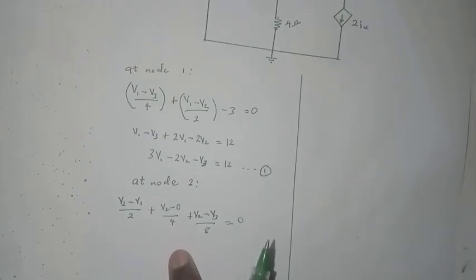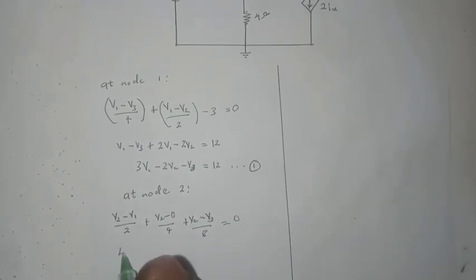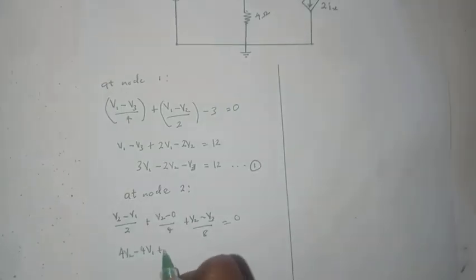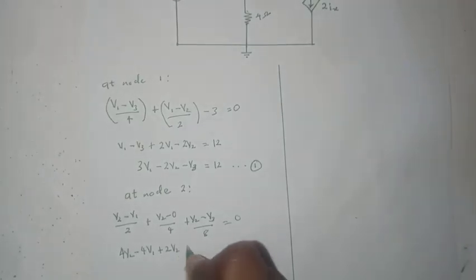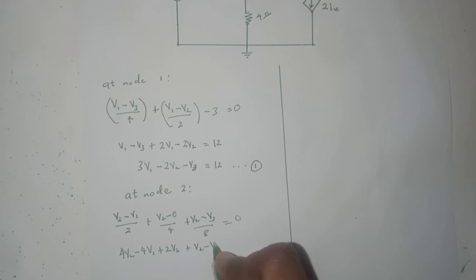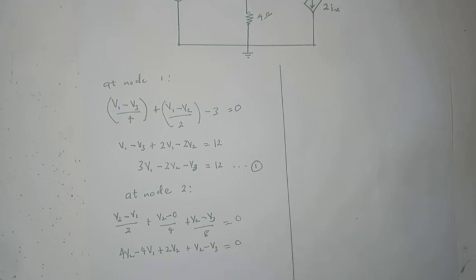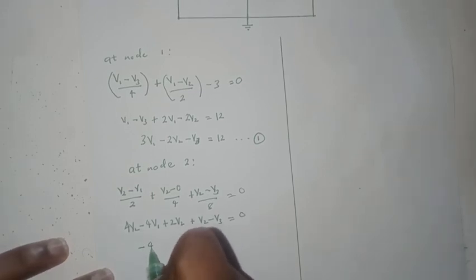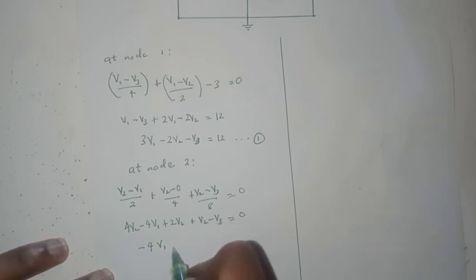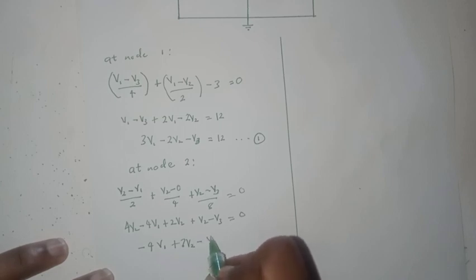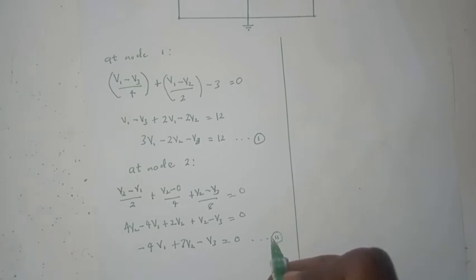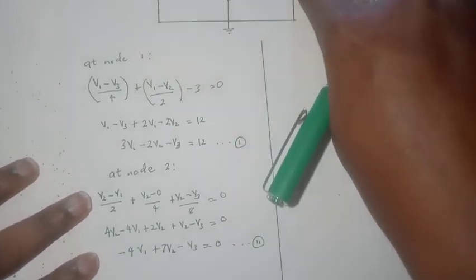So we can multiply through by 8, and then we would have 4V2 minus 4V1 plus 2V2 plus V2 minus V3 equals 0. Simplify that further to be minus 4V1 plus 7V2 minus V3 equals 0, and this will be our second equation. We can proceed to node 3.